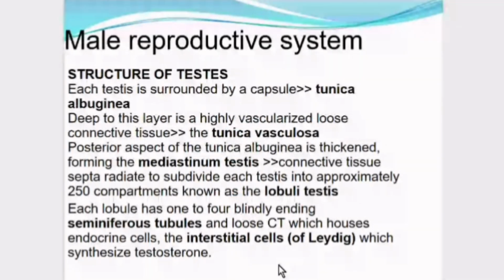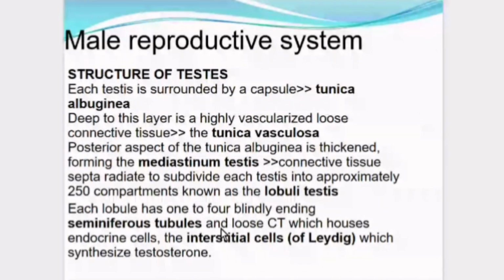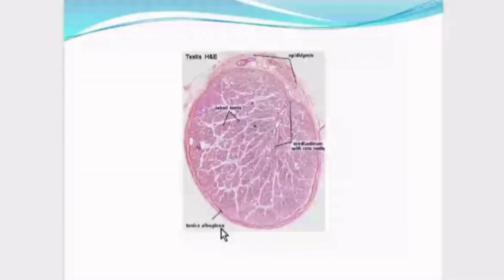I think all of this you have spoken about. So from your tunica albuginea, you've got septa coming in to divide the testis into around 250 lobes. And each lobe will have 1 to 4 seminiferous tubules, which you just need to remember. And in between the seminiferous tubules, you're going to find your interstitial cells of Leydig, which are endocrine cells, because they synthesize your testosterone.